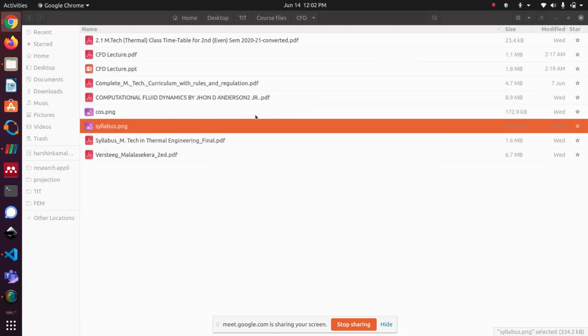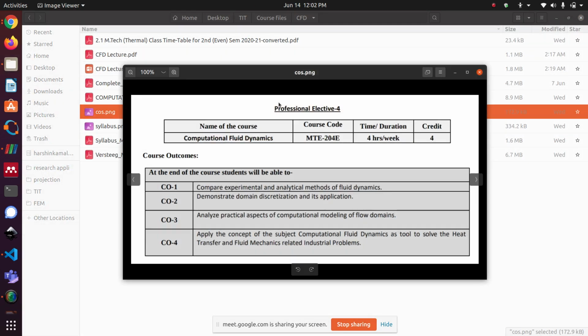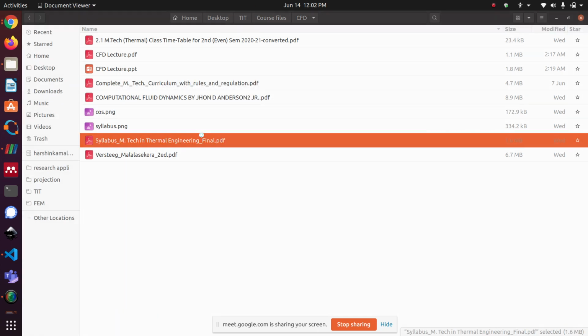I think these are the objectives of the course. One is to compare experimental and analytical methods, demonstrate domain discretization, application, analyze practical aspects, and apply the concept of CFD to solve heat transfer and fluid flow industrial problems. CO4, I don't think even applies to our syllabus.